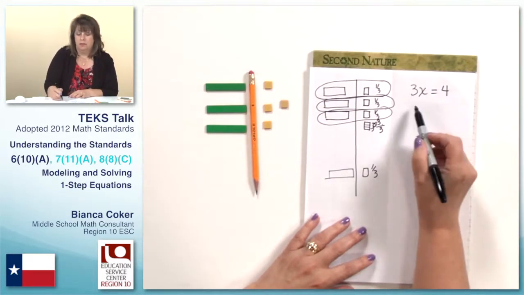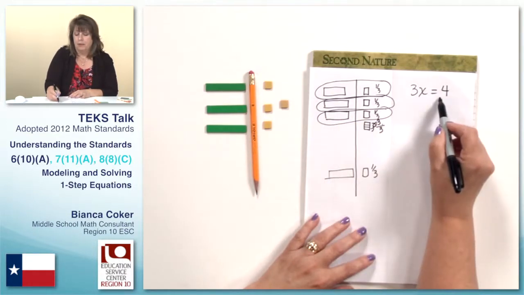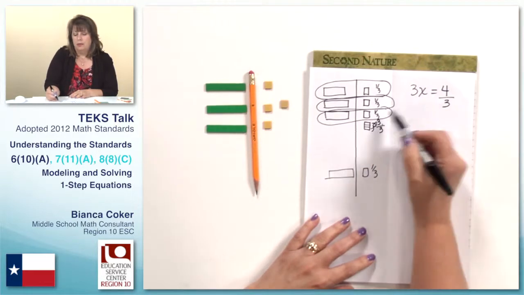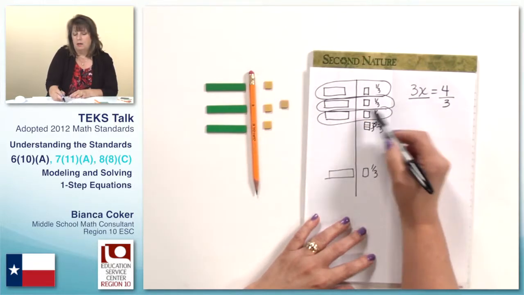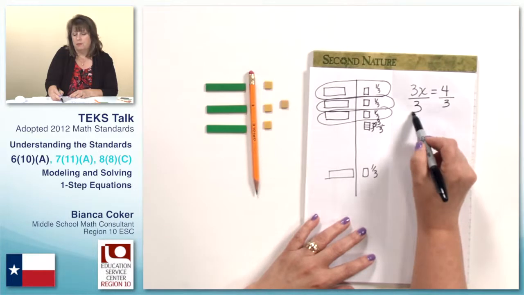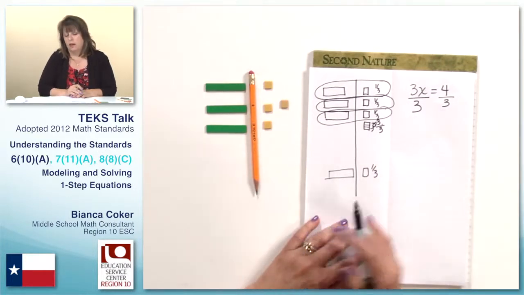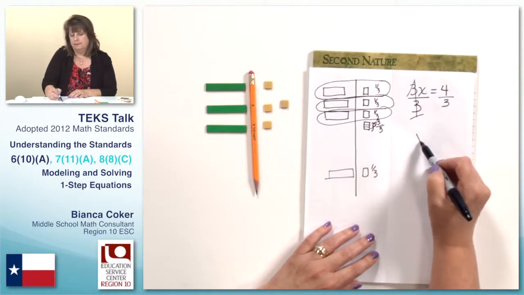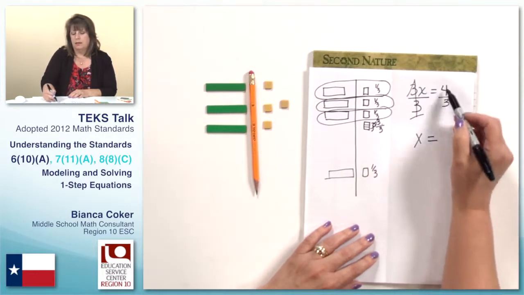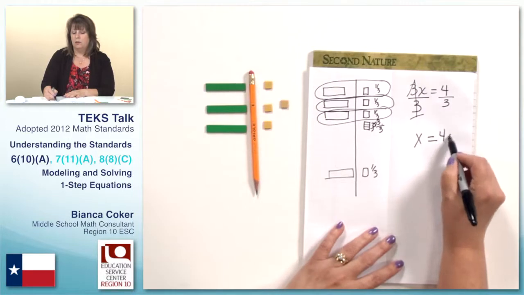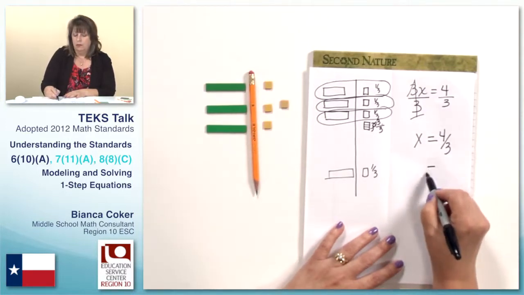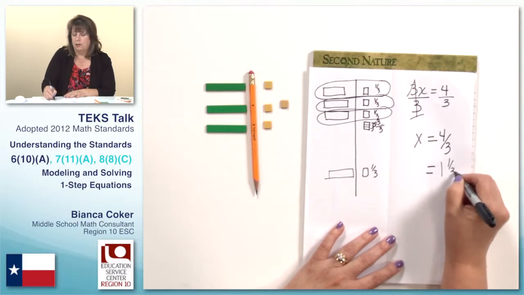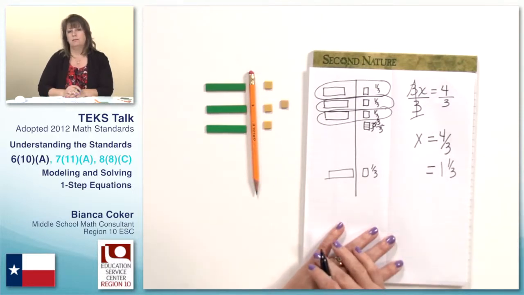So symbolically, what have we done? Well, we took this 4 and we divided it into 3 separate groups. And when we did that, we also divided our 3x's into 3 separate groups. So that's just the essence of division, right? So 3x divided by 3 is just 1x equals, and then we can write 4/3, or we can have our students change this into a mixed number of 1 1/3 so it matches our tiles. Does that make sense?